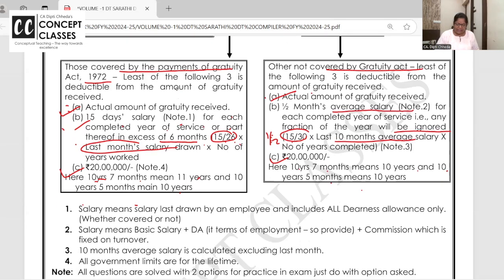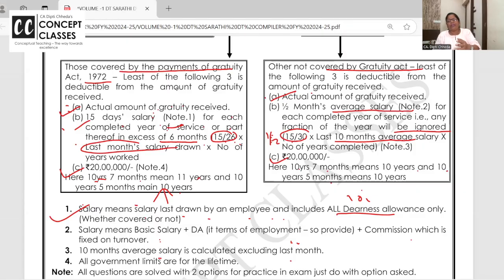Now that is given below, look. Here, note 1. Salary means salary last drawn, including all DA. Whether DA is covered or not, 1000 में 60% is covered, still here पूरा 1000 taxable होगा under Payment of Gratuity. Not covered under the Payment of Gratuity Act, then basic, DA 60%, commission only if it is based on turnover, not per month, right? And 10 months average salary you have to take excluding last month.